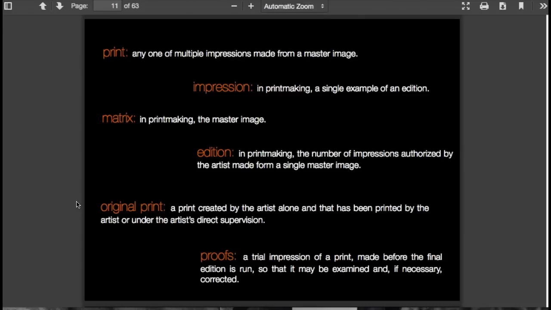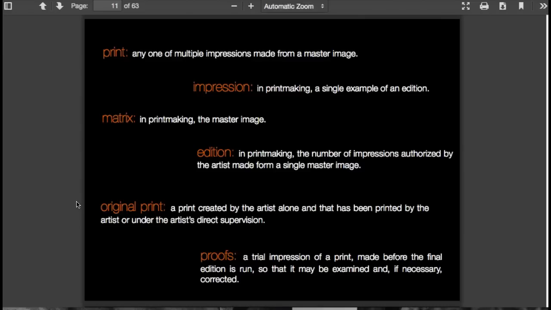And we also refer to this master image as the matrix. If you had the master image or the matrix from an iconic artist, that would be worth a lot of money, right? Because that's the original. The prints are all subsequent reproductions, right? So the matrix is that master image that the artist makes an impression from, which results in a print.